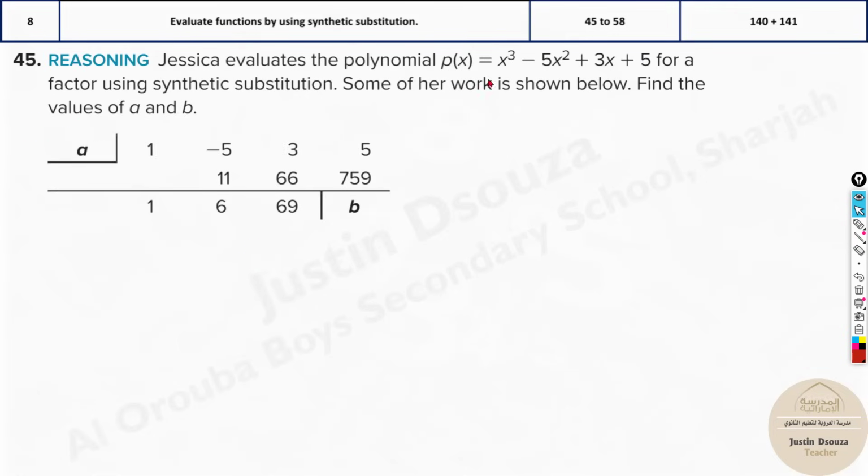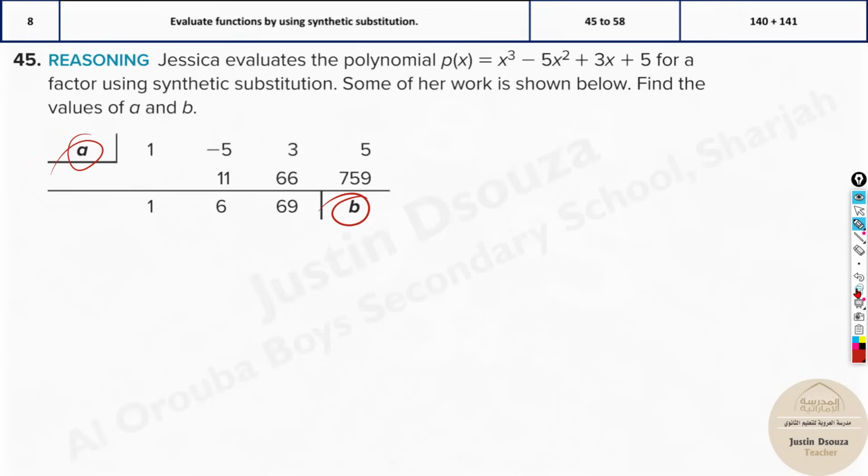Jessica evaluates a polynomial, given over here, for a factor using synthetic substitution. Some of her work is shown below. Find the values of a and b. Now the problem is you just can't solve it in the calculator without knowing the method of synthetic substitution. There's no way you can do it. But now what do we need to find? A and b, right? This b can be found easily, but you need to know this a value.